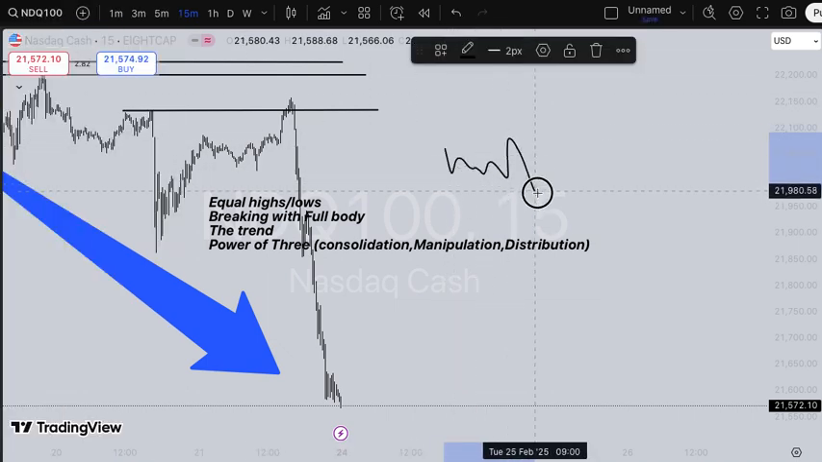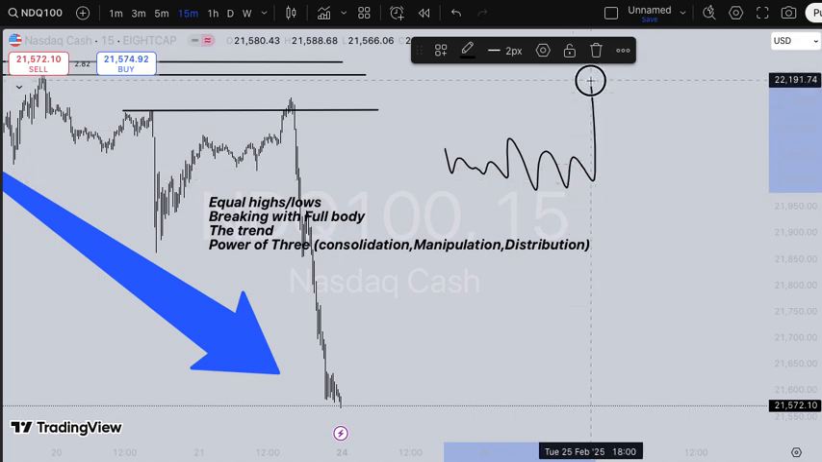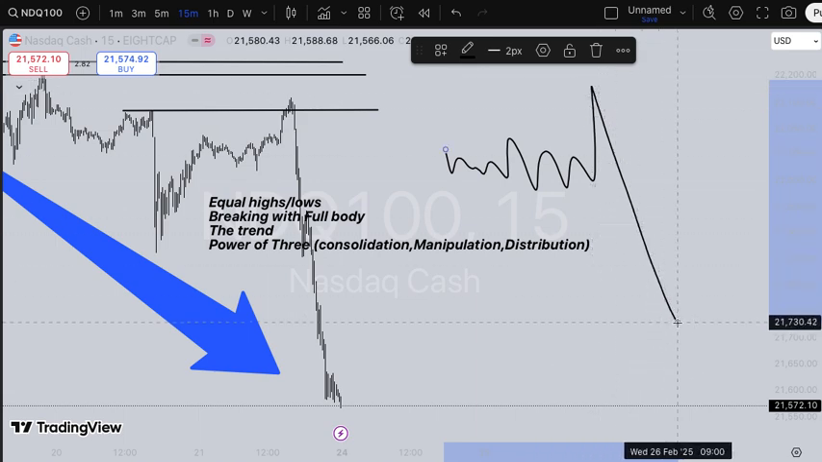This is consolidation. Consolidation. And we want what? Manipulation. After manipulation, we want what? Distribution.